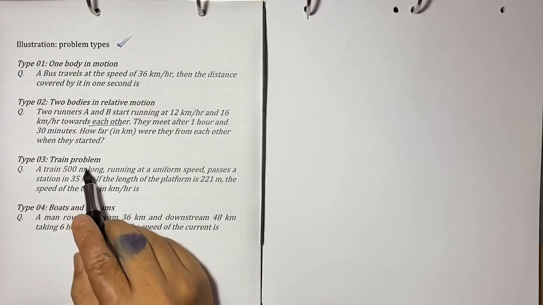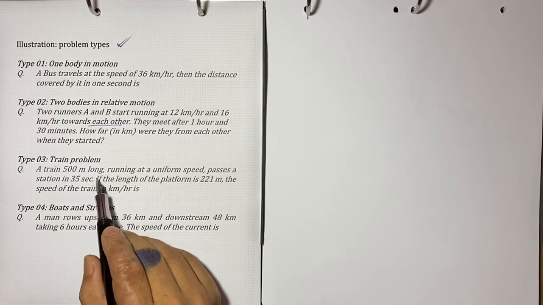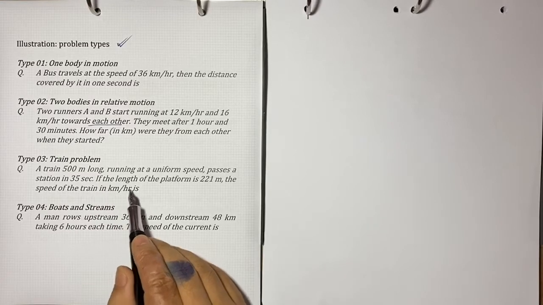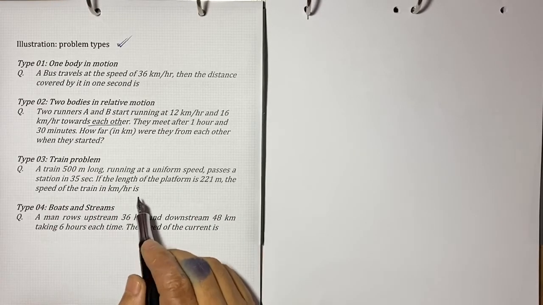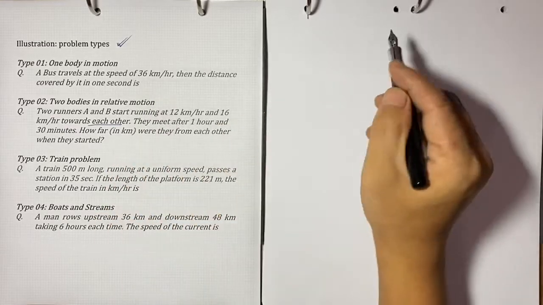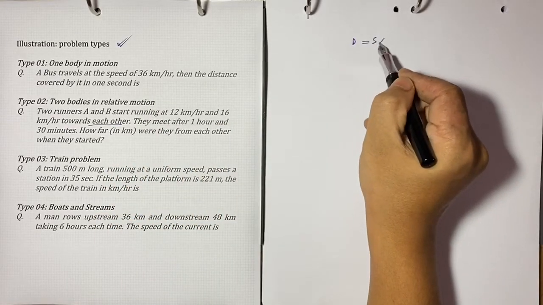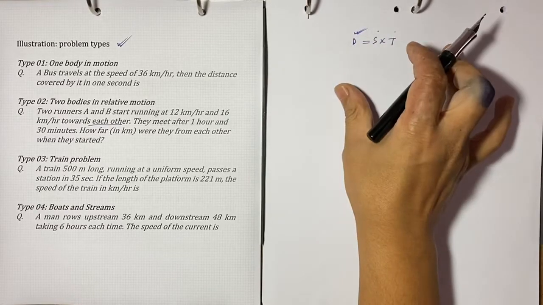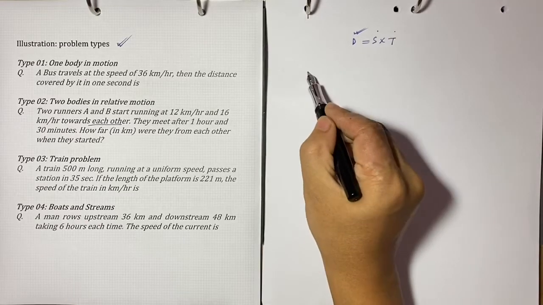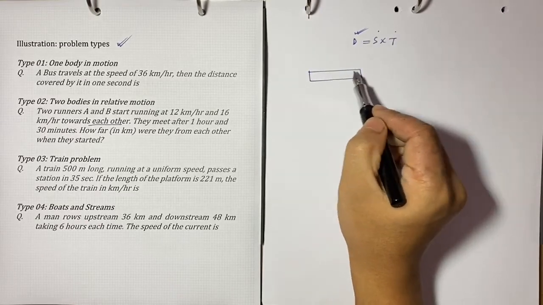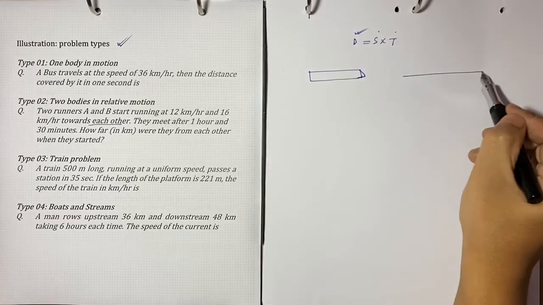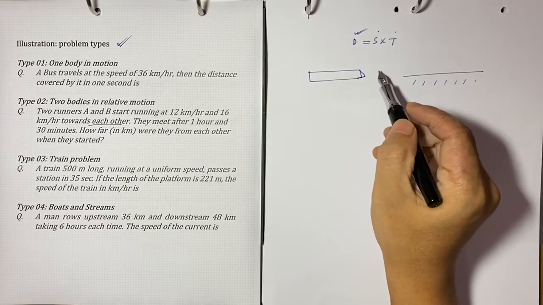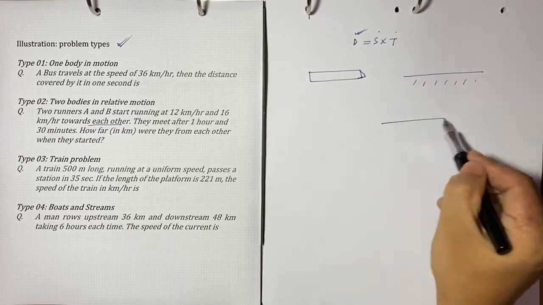Type 3: train problems. A train 500 meters long running at uniform speed passes a station in 35 seconds. If the length of the platform is this, the speed of the train is this. In time and distance problems the formula is distance equal to speed into time, but we need to understand what distance and time mean. This is a train and this is a platform. This is the platform.